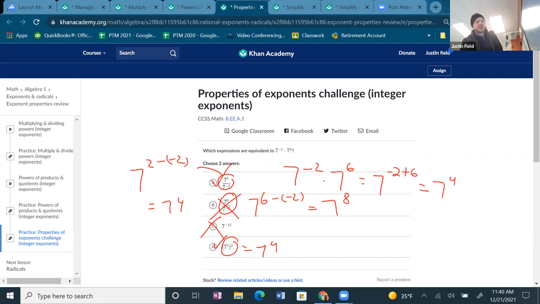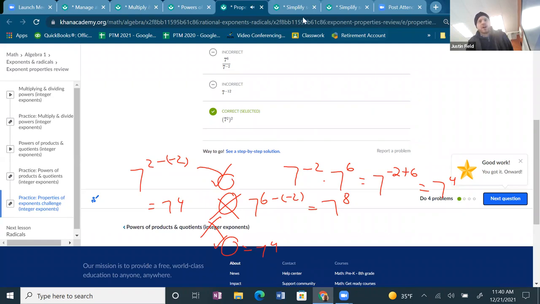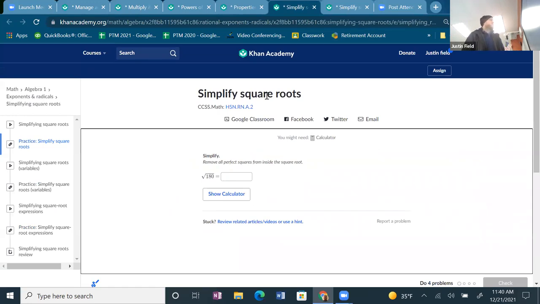All right, that was a challenge, wasn't it? And sometimes you have to actually just do it to see how to do it. Challenges and all that. All right. So that is the first objective, rules of exponents. Now the second objective is simplifying square roots.